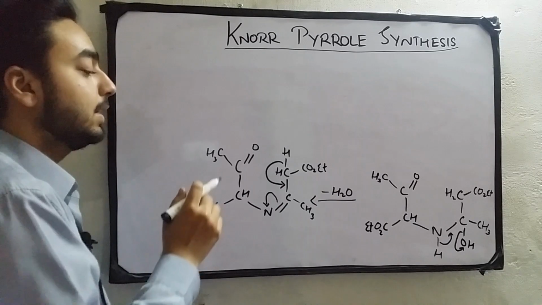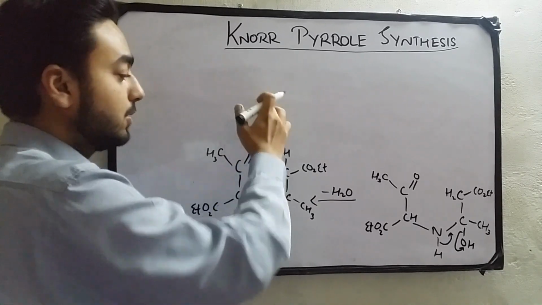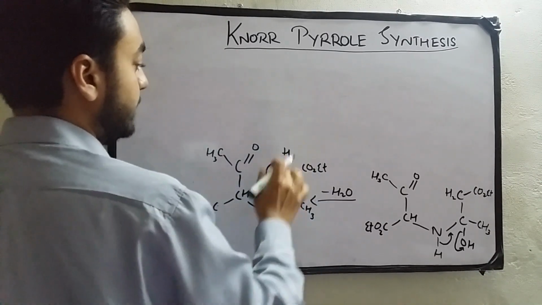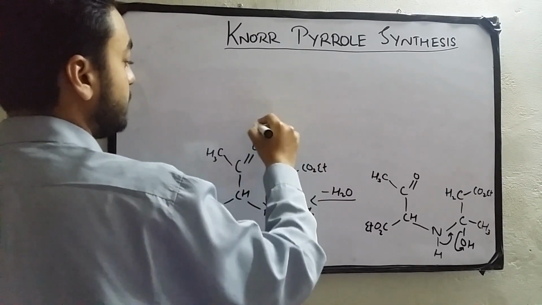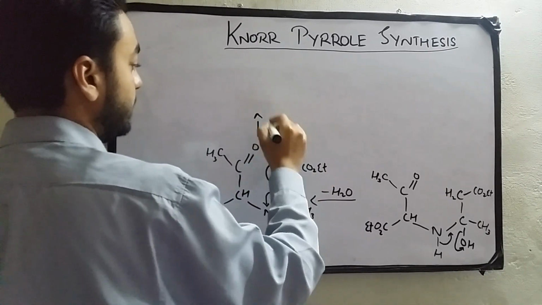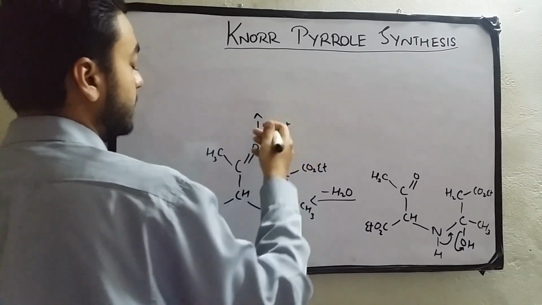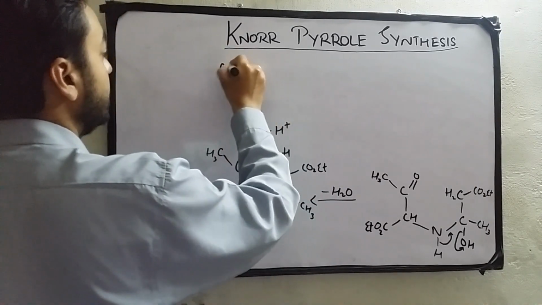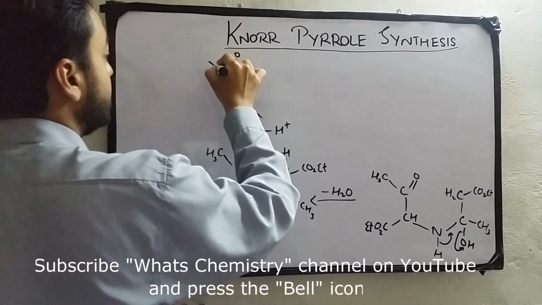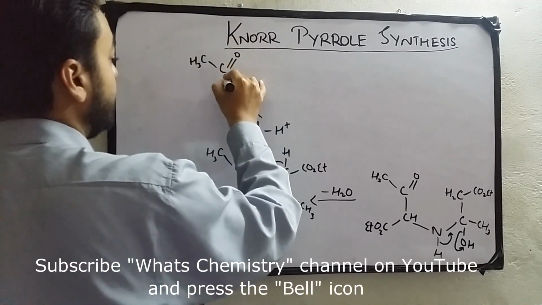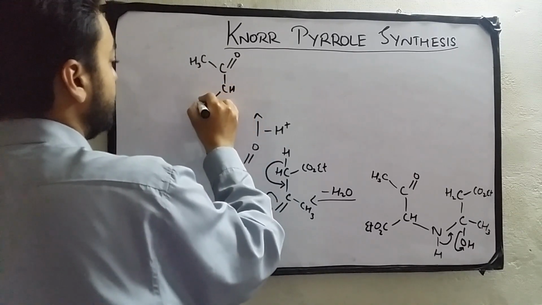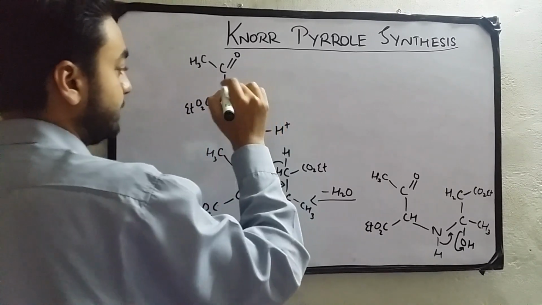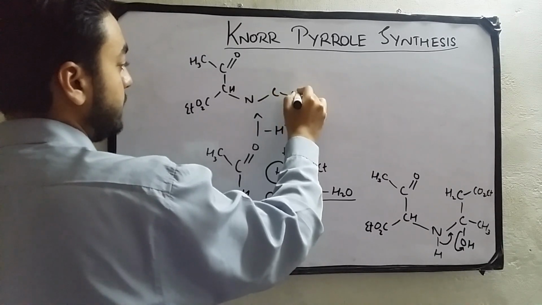Okay, well, I have removed some part from here because I don't have further place to write here. So here you can see that this proton will be removed, arrow, and one proton has been removed. So the remaining part as it is, C double bond O CH3 and CH CO2 ethyl, which is ester group, and nitrogen. Now CH3 as it is.